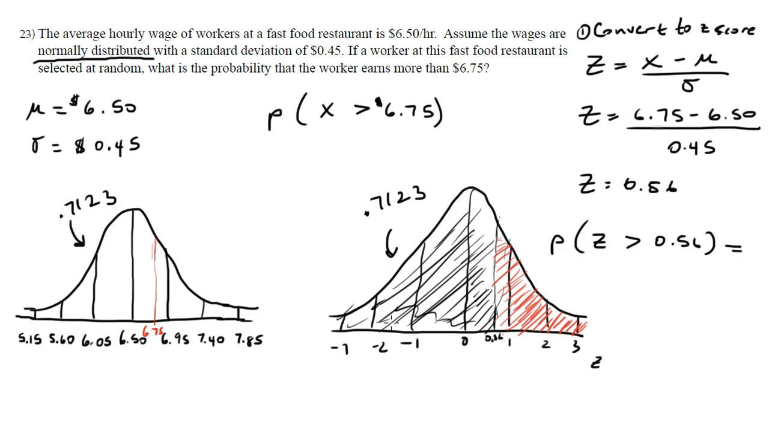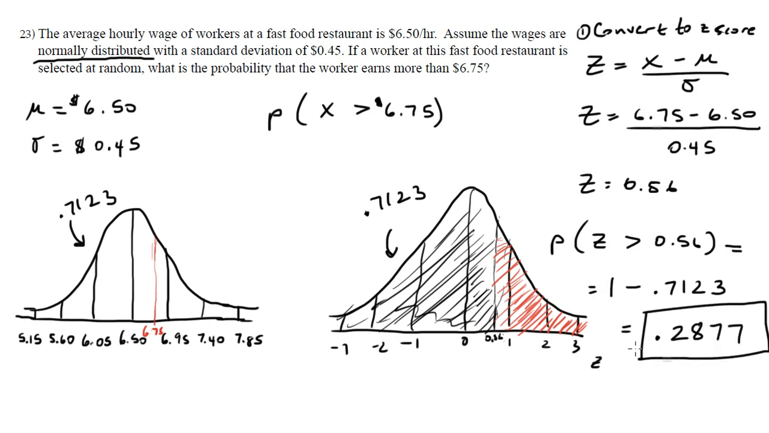If the total area under the curve is 1, I do 1 minus 0.7123, which equals 0.2877. That's the probability. That's the area to the right of 0.56, or the area to the right of $6.75. It's also the probability that Z is greater than 0.56, or that the worker earns more than $6.75. Area, probability, when it comes to the normal distribution, exactly the same. So that's your probability.